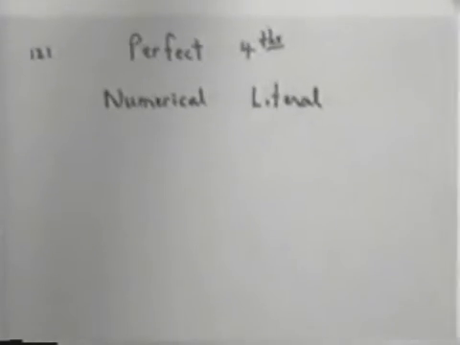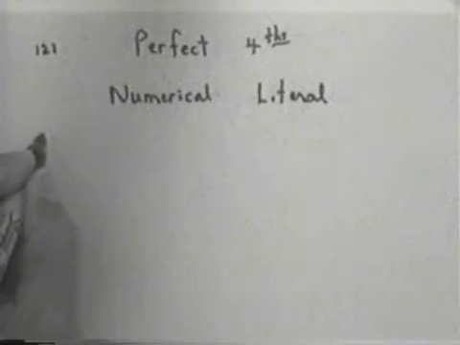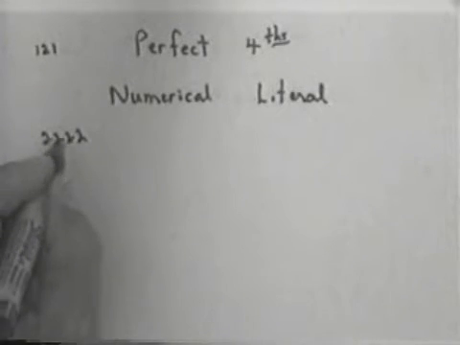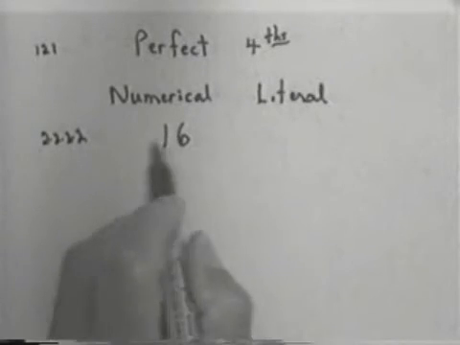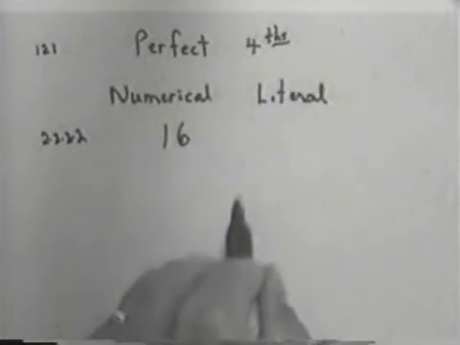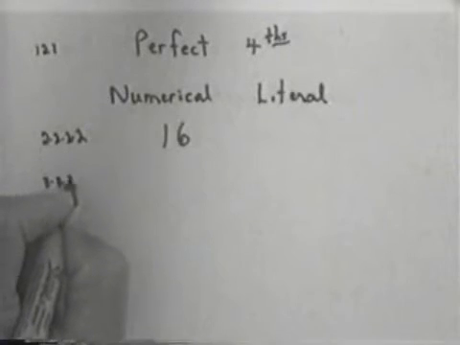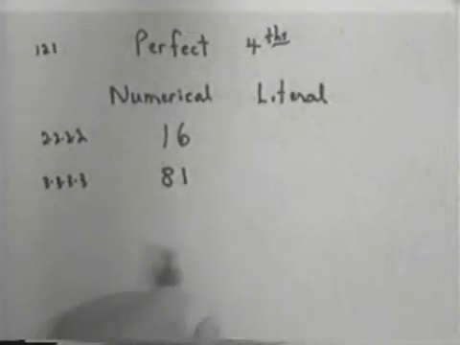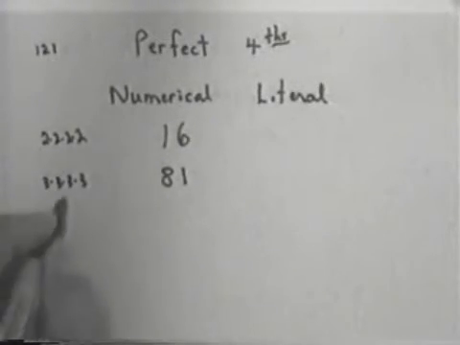I'm going to do fourths, and if you have fifths or sixths, you need to make your own. Okay, for fourths, for numerical, I do 2 times 2 times 2 times 2. 2 times 2 is 4, 4 times 2 is 8, 8 times 2 is 16. So 16 is a numerical fourth. Then I can do 3 times 3 times 3 times 3, which is 81. 3 times 3 is 9, 9 times 3 is 27, 27 times 3 is 81.